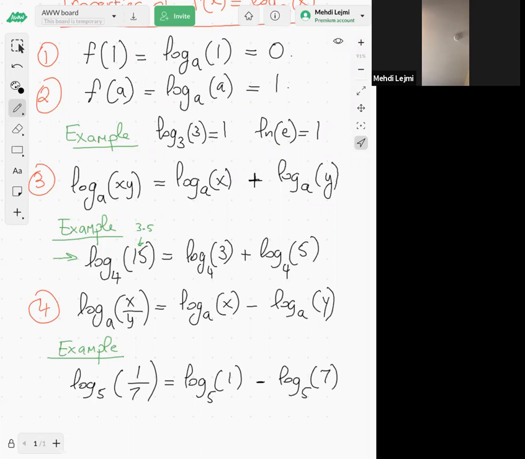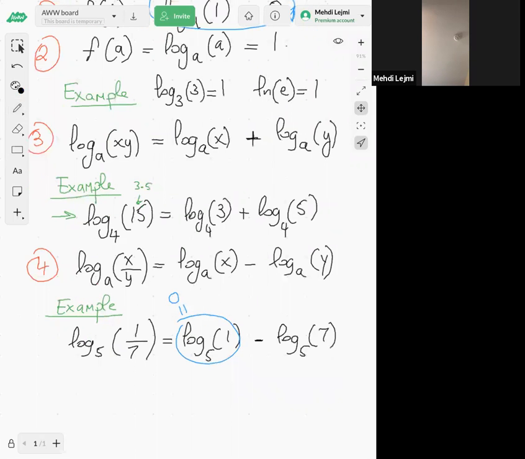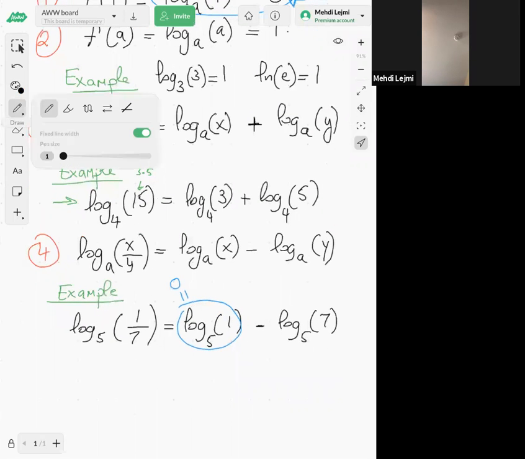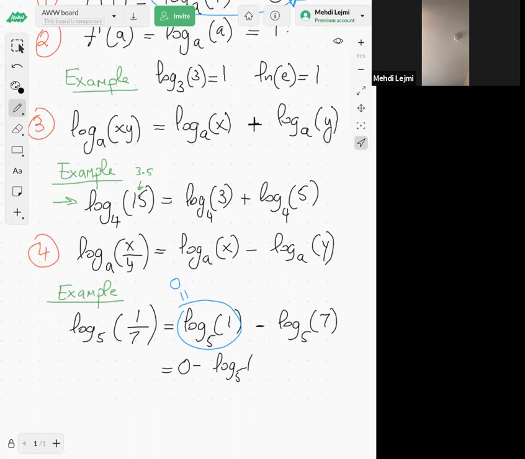And here, because log of 1 is 0. Remember, guys, we said the log of 1 is always 0. So this log of 1 in base 5 is 0, right? So then that will be 0 minus log in base 5 of 7. So that's negative log in base 5 of 7, because log of 1 is always 0.